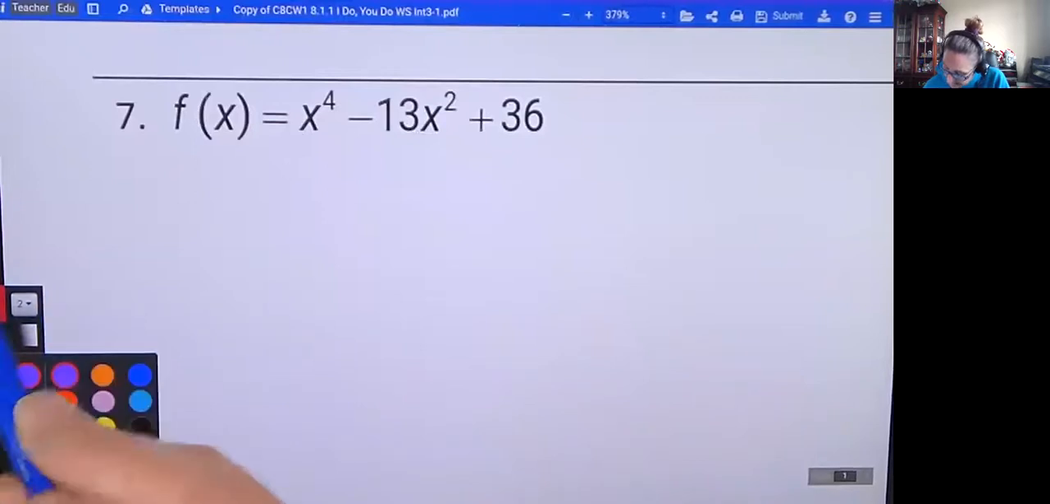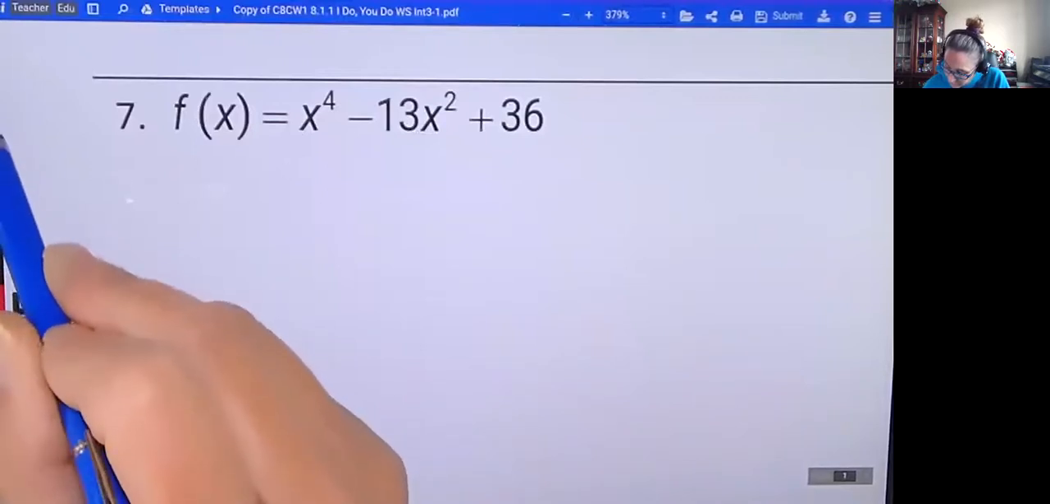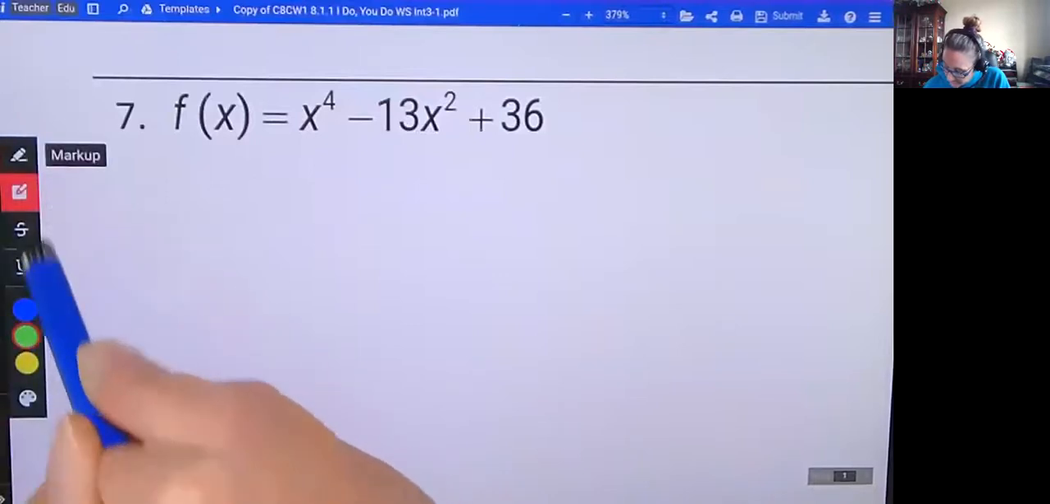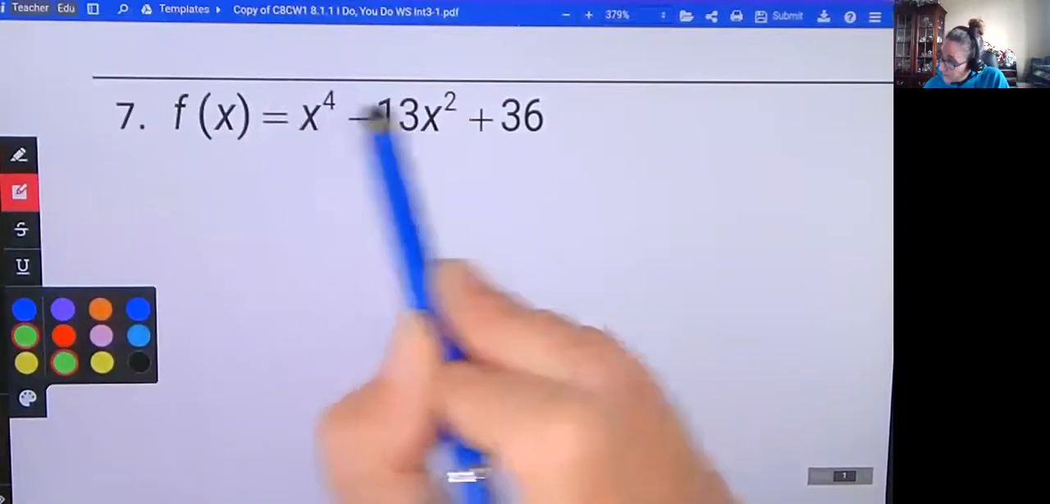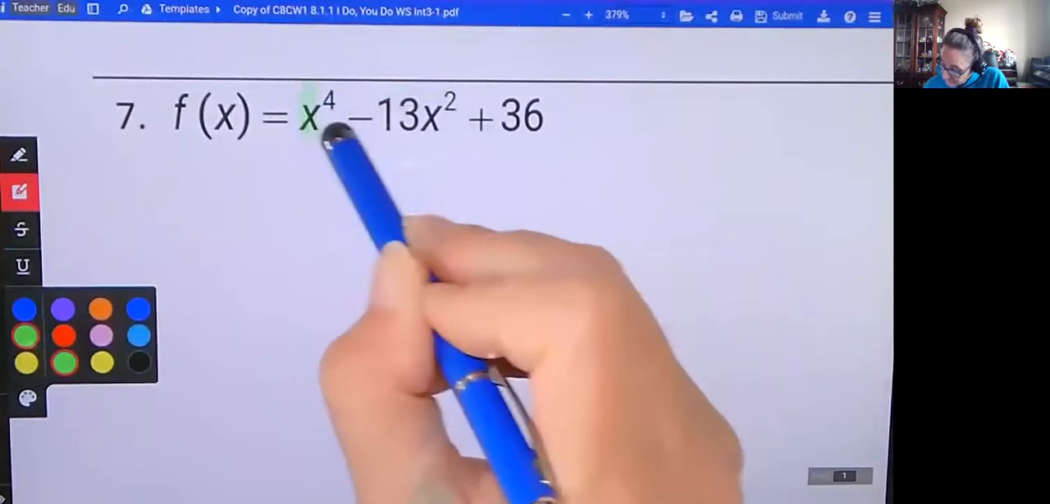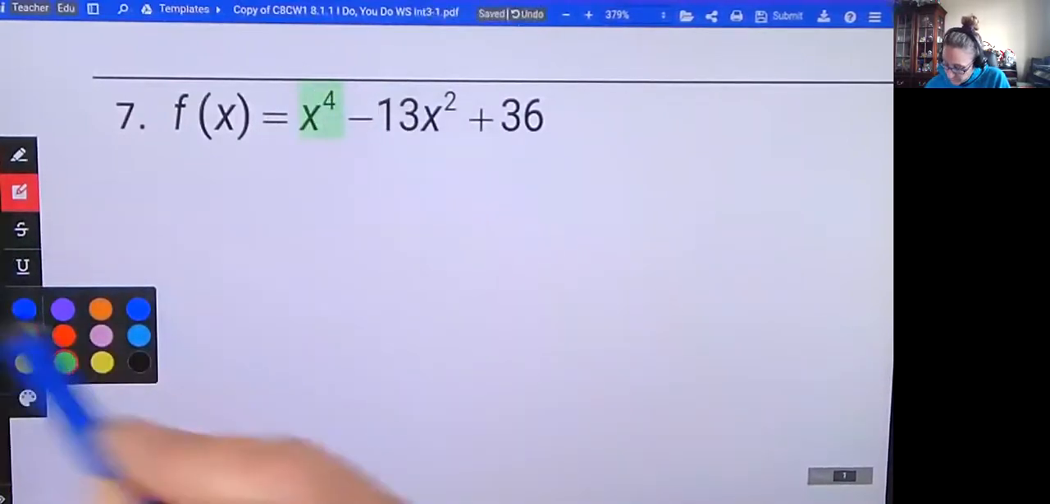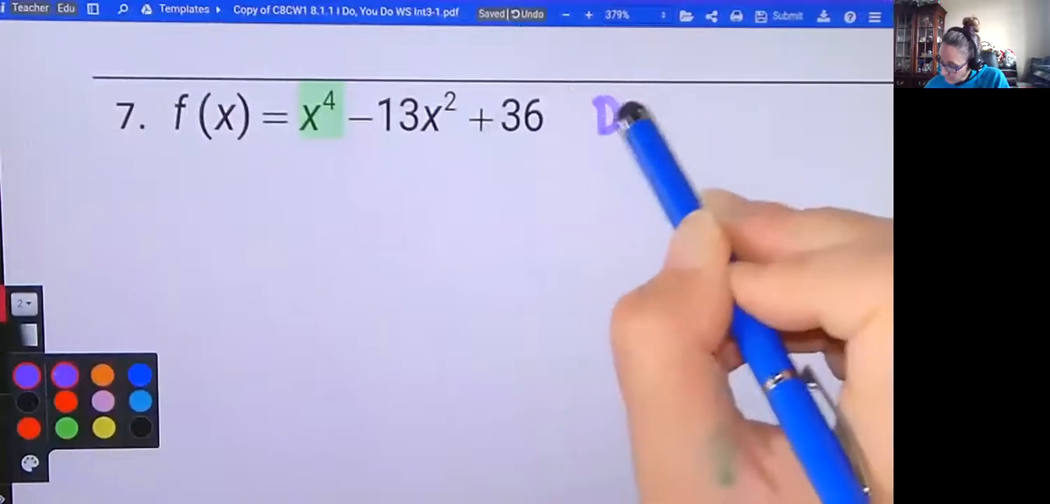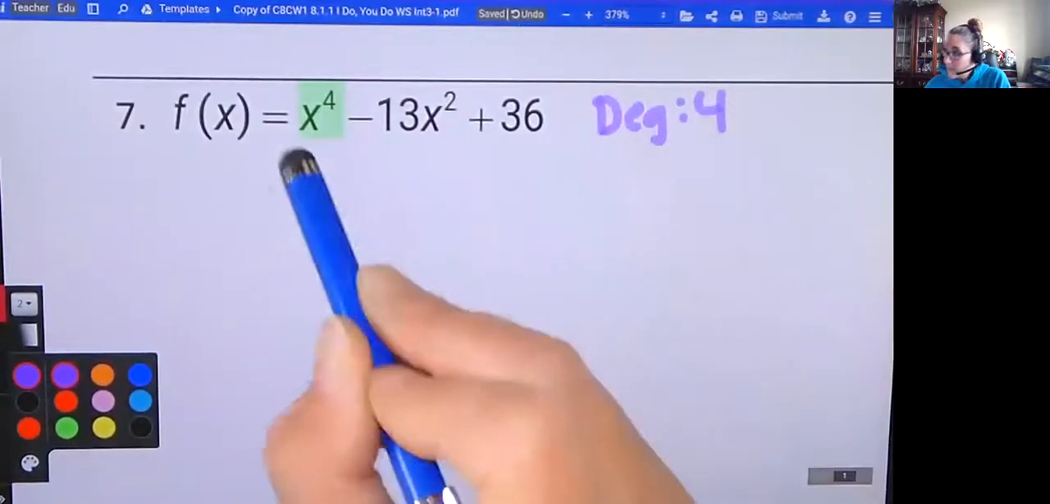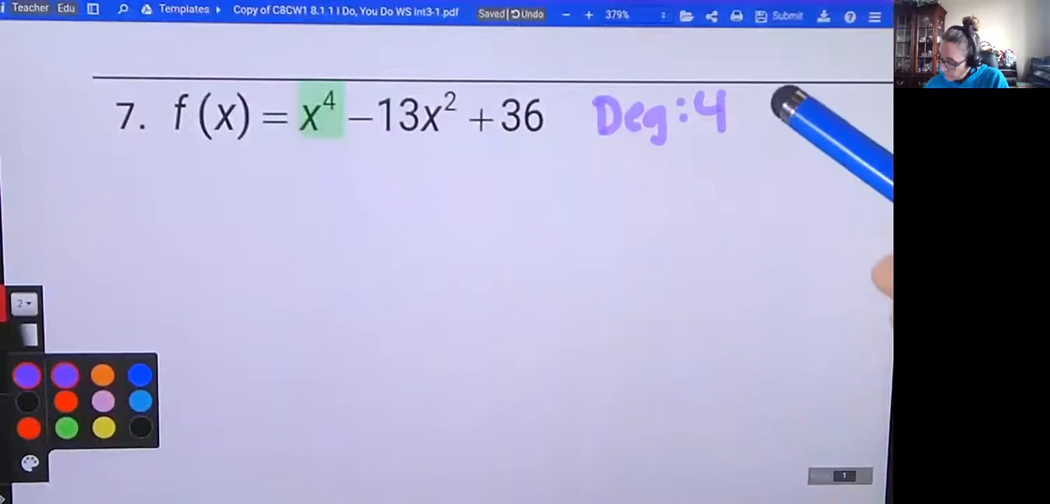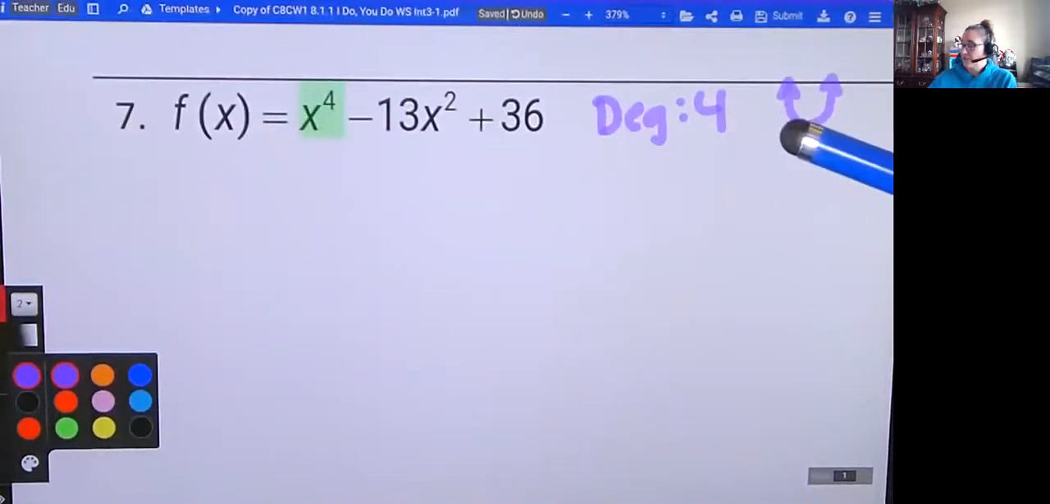Okay, so I'm going to be looking at the degree first. Since this is in standard form, I look at the biggest power. My biggest power is 4, so this is going to be a degree 4. And the coefficient is positive, so this is going to be like all positive evens. All evens are like parabolas. Positive evens are going to open up like a parabola. If this had been a negative, it would open down like an upside down parabola.